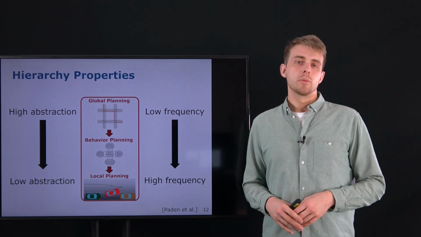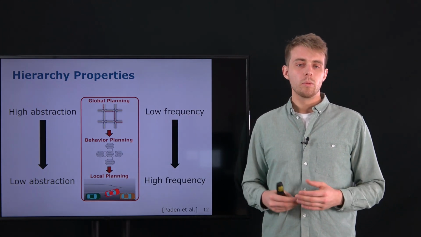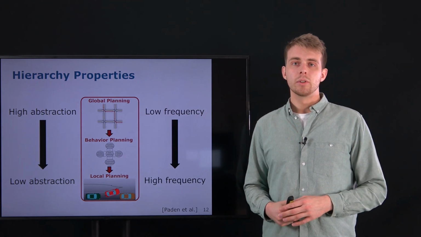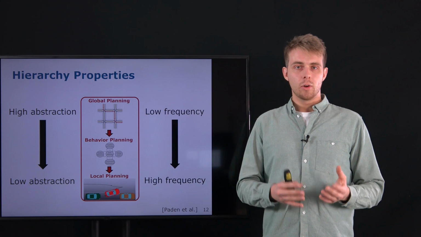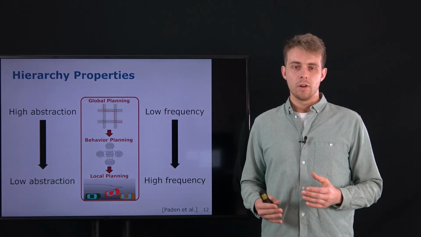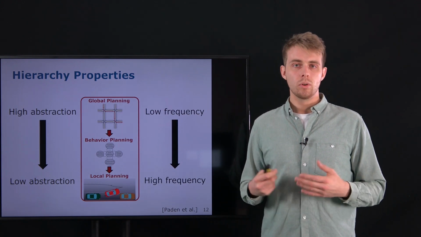And then the lowest abstraction level is the local planning part, which needs to be updated with a high frequency because there are many changes, dynamic obstacles that move, and we need to update this path way more often than the global overall path.